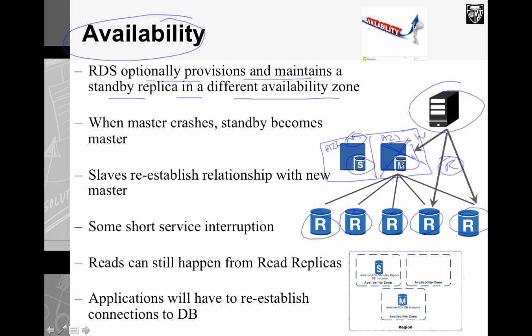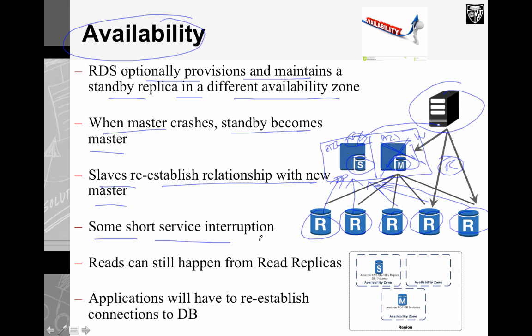Whatever the IP address that was there for the master will be taken over by the slave, so this takes on the IP address. And so when the client reconnects, they will end up reconnecting to the slave. In the same way, the read replicas are using the host name of the endpoint, and so they end up reconnecting with the new master in order for them to get the updates from the master. That's how the availability is done. So when the master crashes, the standby becomes the master, the slaves re-establish relationship with the new master.